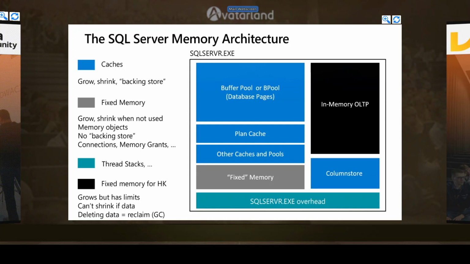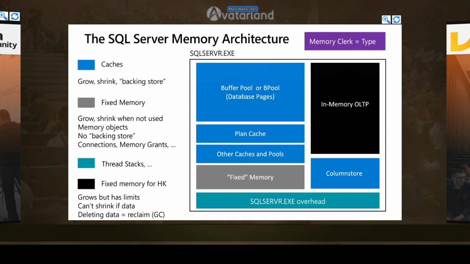So with that architecture in mind, it's really important to talk about some of the configuration choices you're going to make. And I really also want to cover this concept of what does it mean to use paging with SQL Server.